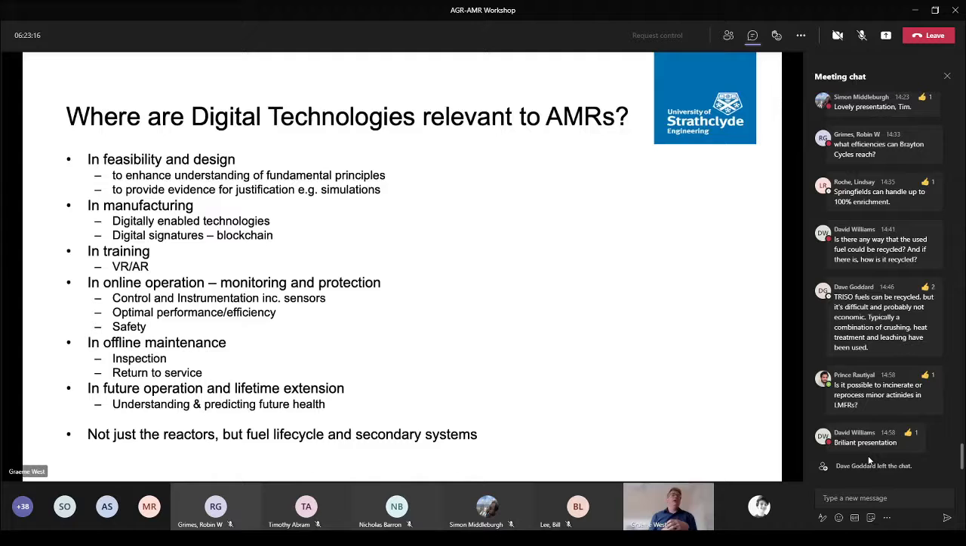And then when we come on to the operation of your stations, we've got a big piece around control and instrumentation. These new designs and new approaches will also require new sensor technologies, and underlying that, that's really how you get from the physical world into the digital world. So qualification and design of these new sensors is going to be important. There are also opportunities when operating the reactor to introduce optimal performance and efficiency through leveraging the data you're gathering as you operate the stations.